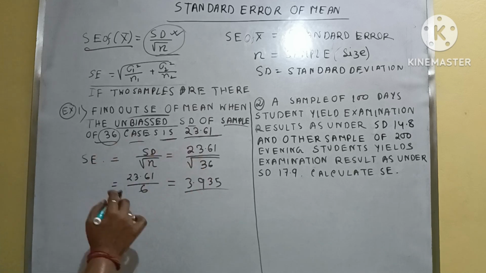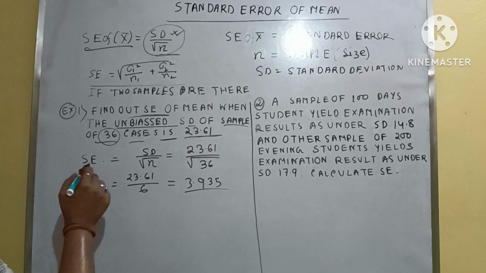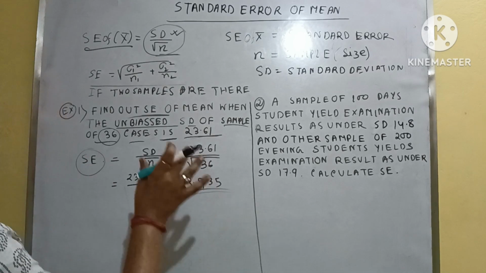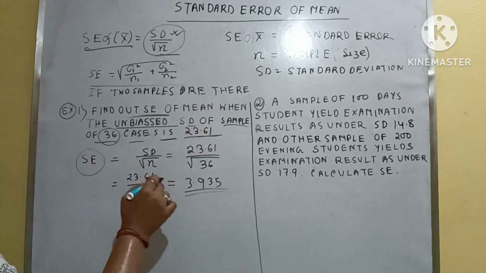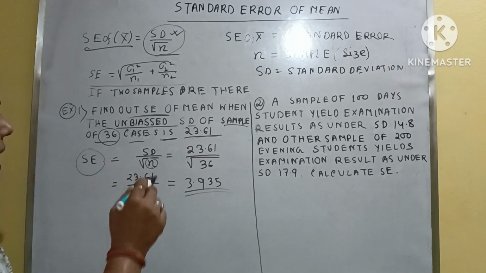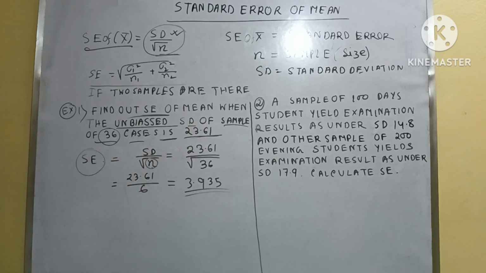So this is the way by which we can easily find out the standard error of mean. Clear? N means sample size. So if n is known to us and the standard deviation is known to us, we just put these values in the formula and we can easily find out the value of the standard error.